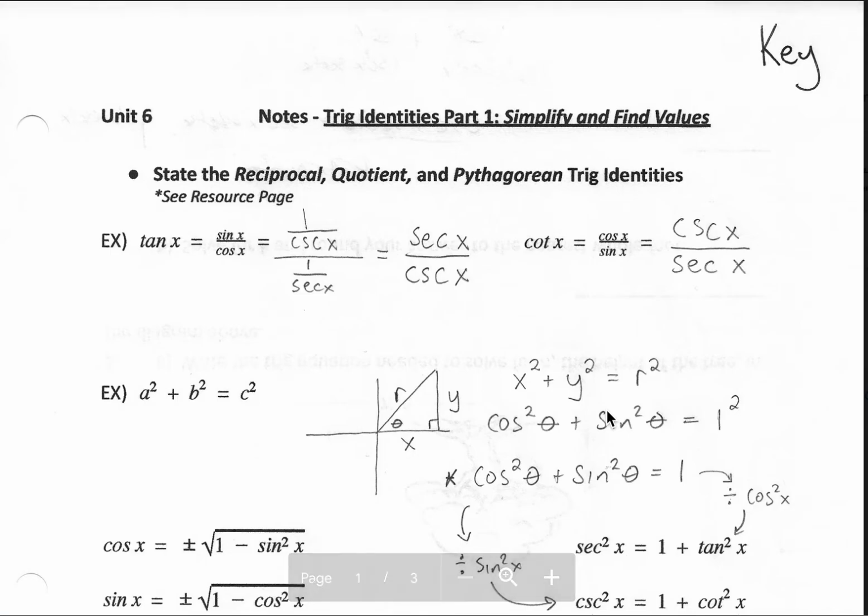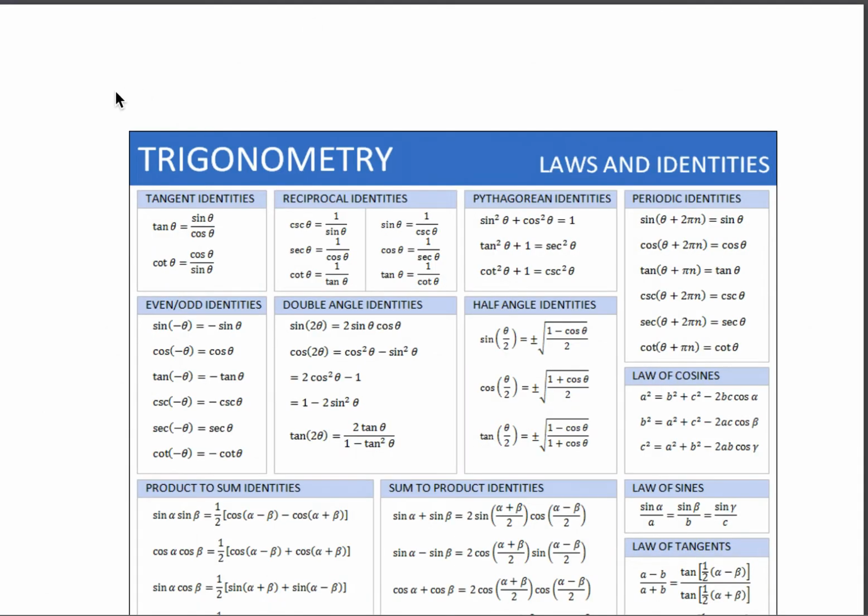In this video, we're going to be discussing what it looks like to use a lot of different trig identities to represent trig functions. So in doing so, we'll be able to rewrite some trig functions in different ways and then simplify them. There is a resource page attached to the teacher website in Unit 6.